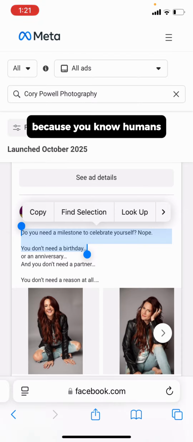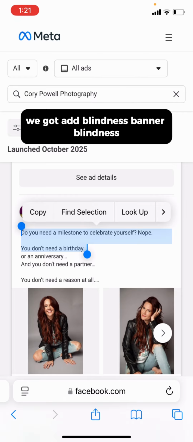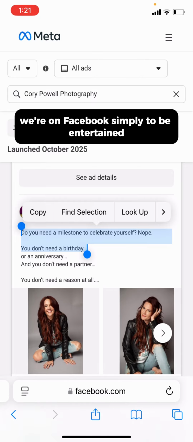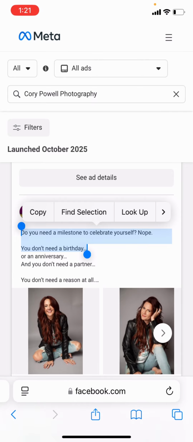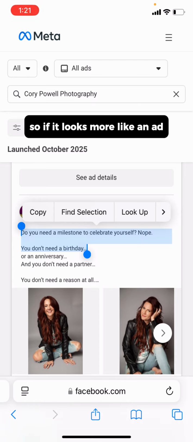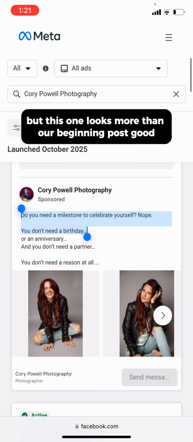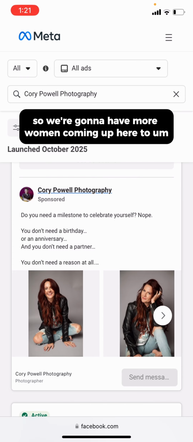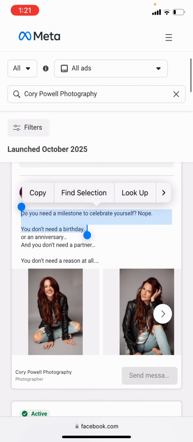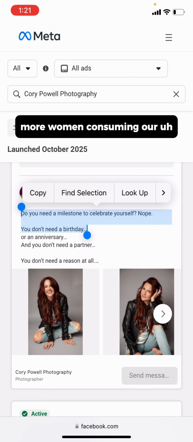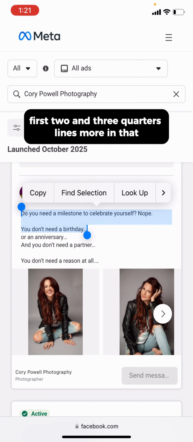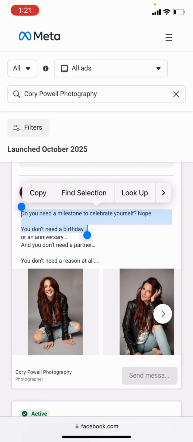Because humans, we got ad blindness, banner blindness. We don't want to be sold to. We're on Facebook simply to be entertained. So if it looks more like an ad, less people to read the ad. But this one looks more like an organic post. Good. So we're gonna have more women coming up here to read what we got going on. More women consuming our see more headline right here, first 2 3/4 lines. More on that in a little bit.